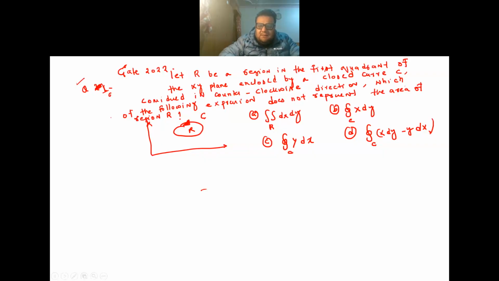So let R be a region in the first quadrant of the XY plane enclosed by a closed curve C considered in counterclockwise direction. Which of the following expressions does not represent the area? Now, as far as this question is concerned, we require two concepts here. See what has been asked here. So two concepts are required to solve this.